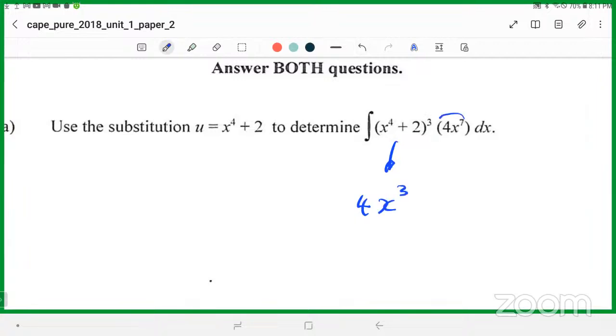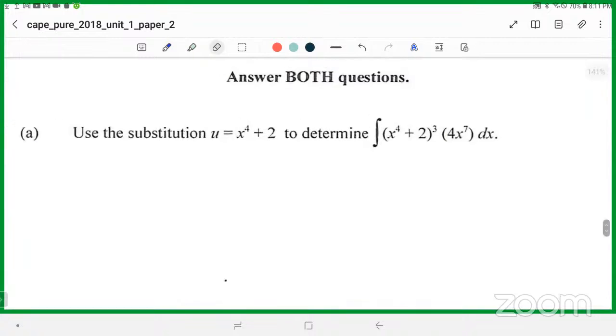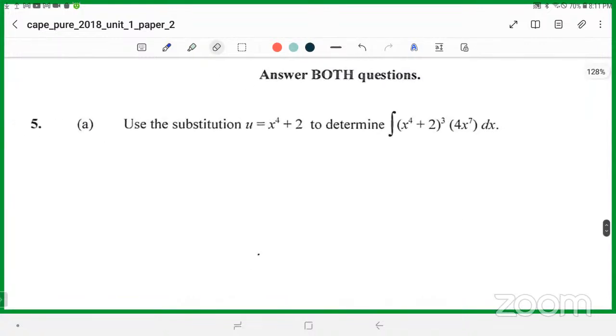The term out here is actually 4x to the 7th power, so we're going to have to split that up to get the 4x cubed out of it. So let's look at it. It works out itself. First, we're going to make the substitution: u equals x to the 4th power plus 2.